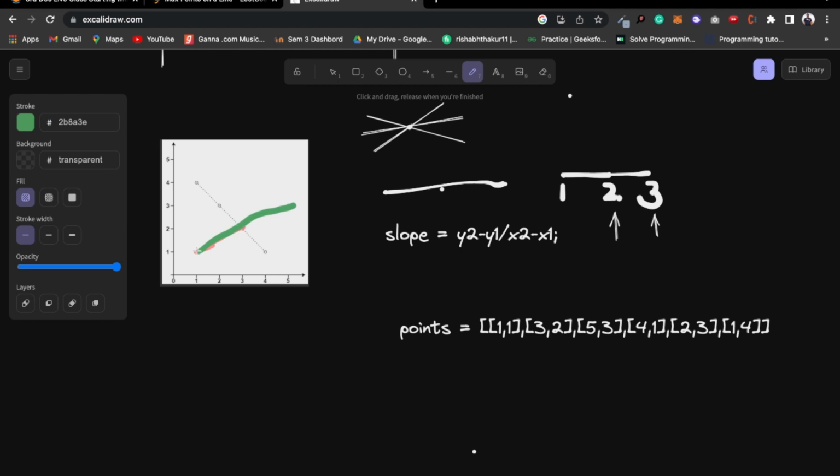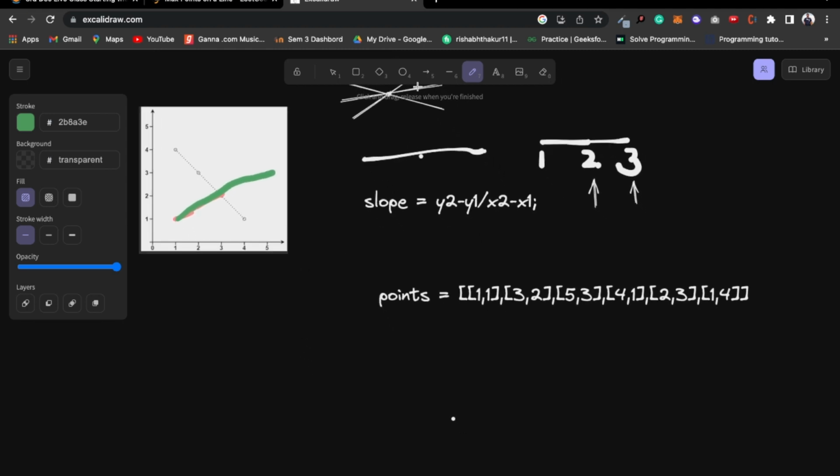So we can say that the point in the middle, 3 2, lies in the same line. So what we'll do is make a map. In that map, for example, let's calculate the slope from 1 1 to 3 2. What's the slope? 2 minus 1 is 1, and 1 divided by 2. So the slope from 1 comma 1 to 3 comma 2 is equal to 1 by 2.